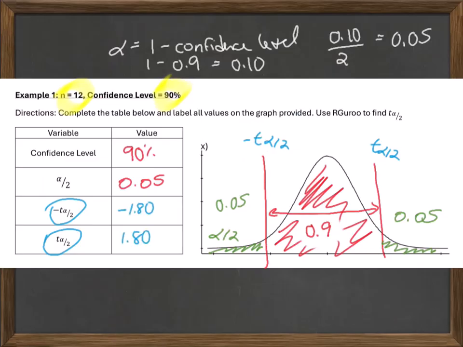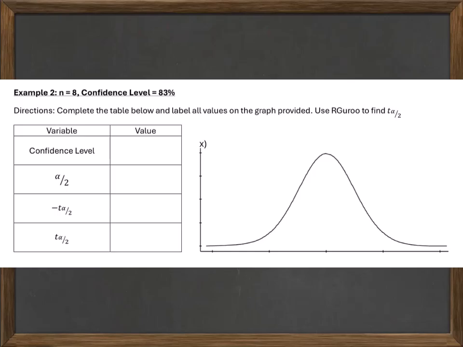So having used technology, we found that our t of alpha over 2 is 1.8. So the left value is going to be negative 1.8 and the right value is positive 1.8. So now our picture is complete. Let's do another example. So now we have example 2.